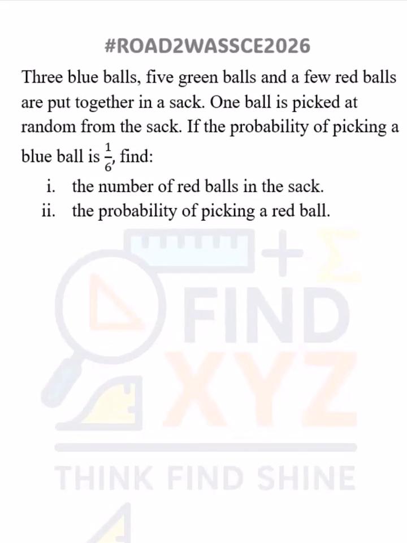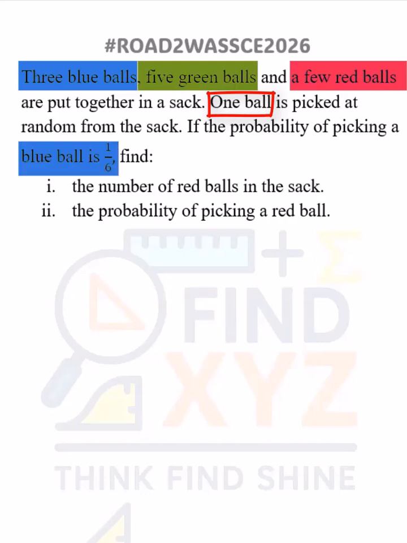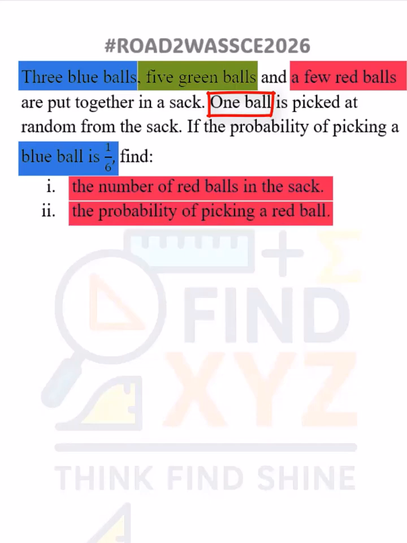Let's try this question. 3 blue balls, 5 green balls, and a few red balls are put together in a sack. One ball is picked at random from the sack. If the probability of picking a blue ball is 1 out of 6, we are tasked to find, first, the number of red balls in the sack, and second, the probability of picking a red ball.